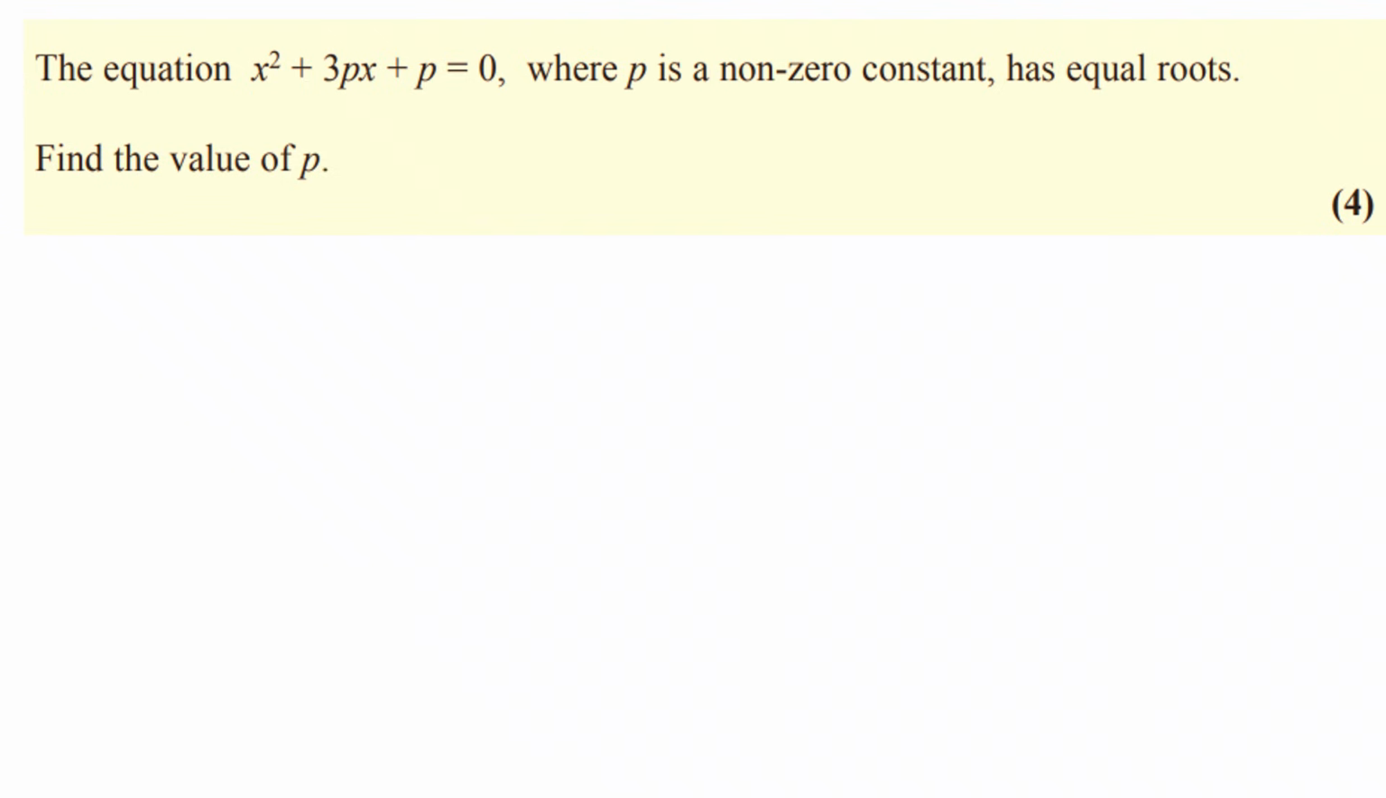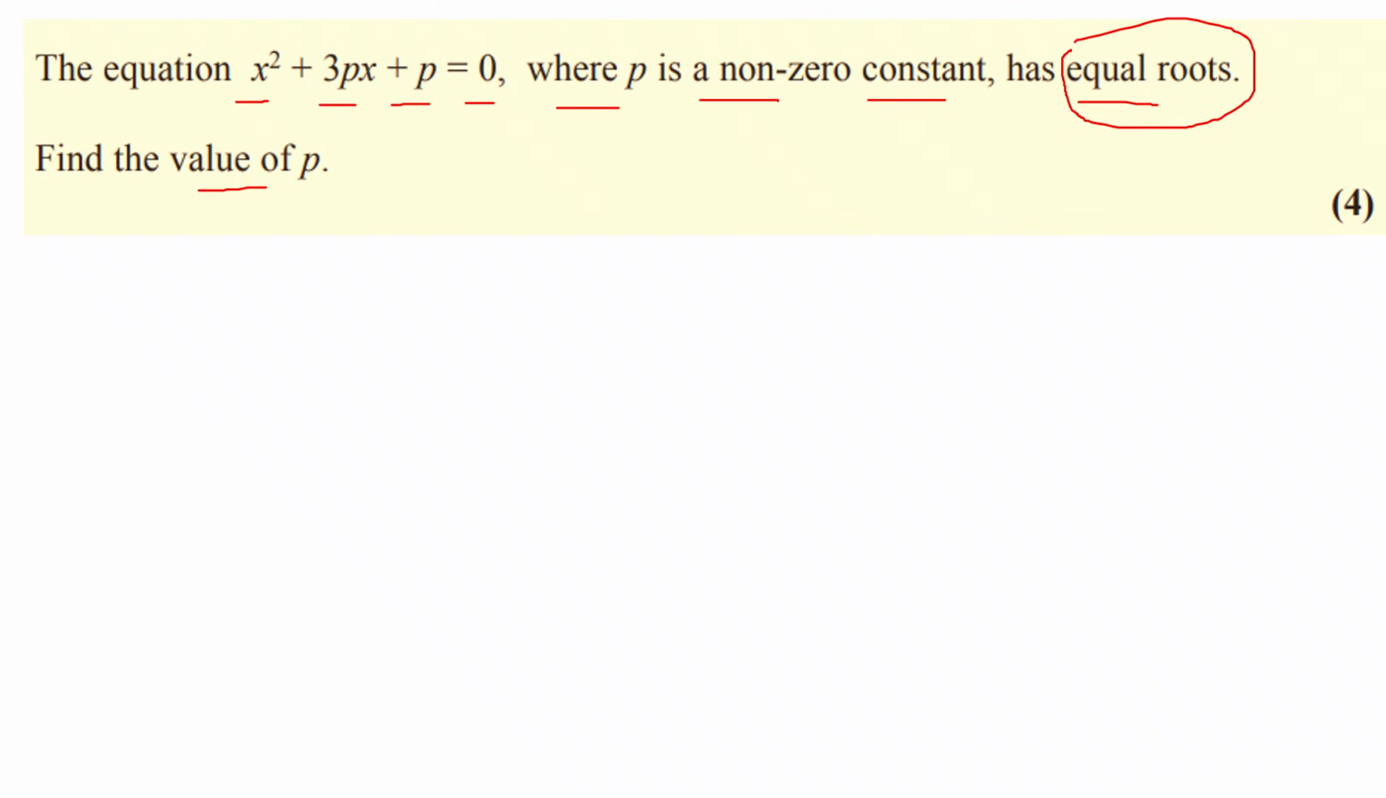The equation x squared plus 3px plus p is equal to 0, where p is a non-zero constant, has equal roots. Those are very important words there, equal roots. Find the value of p. So this is a quadratic equation.